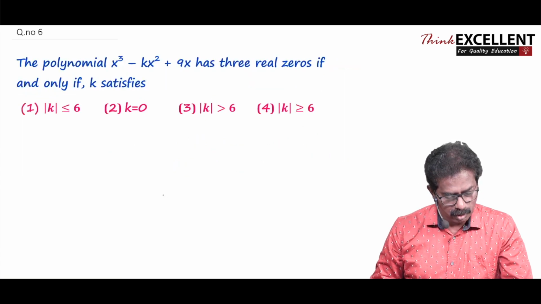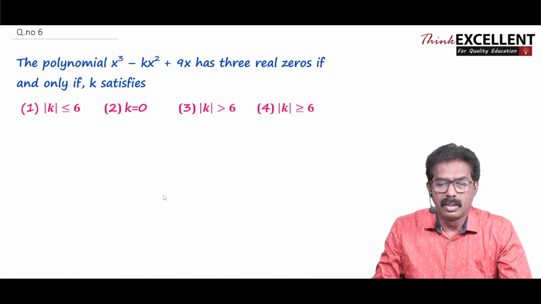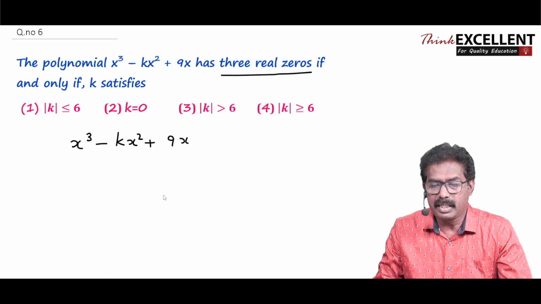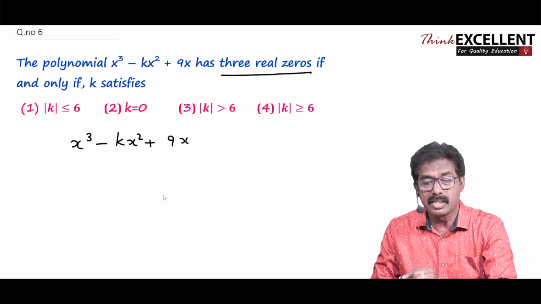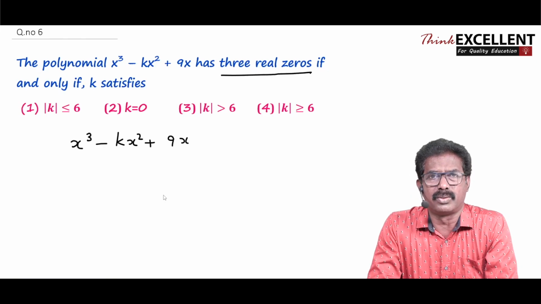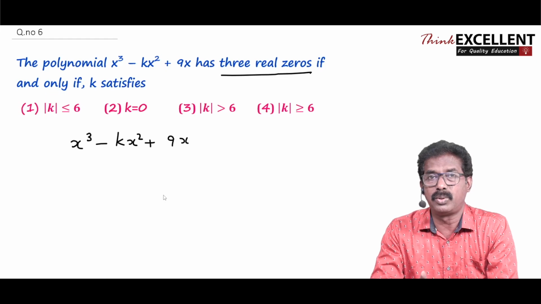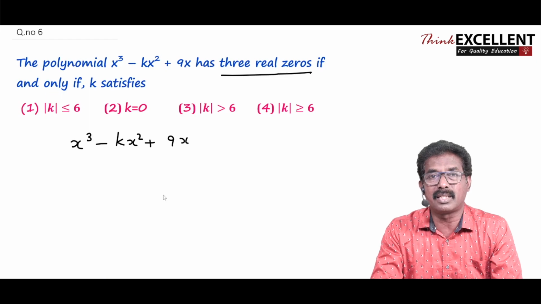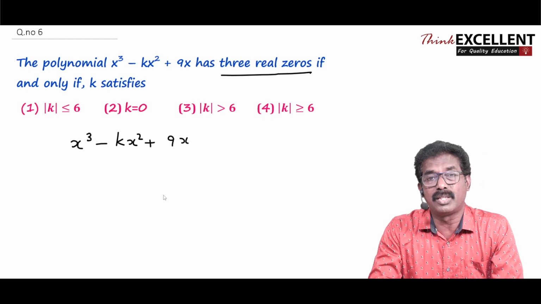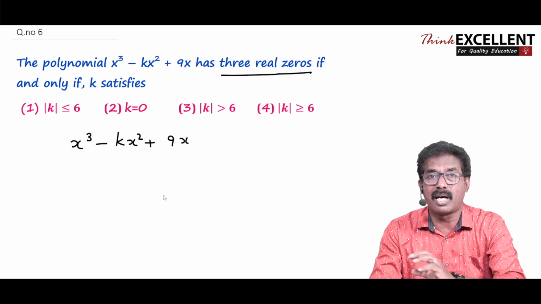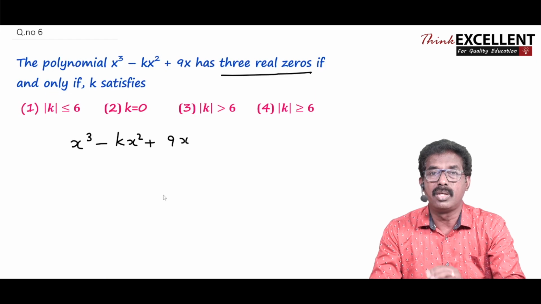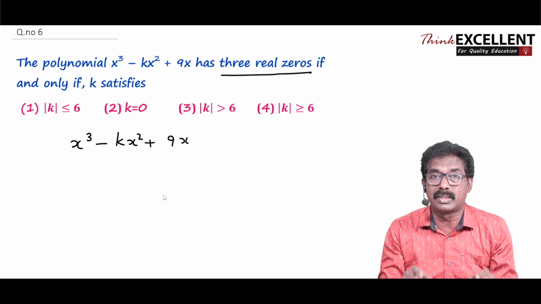Now let's move on to question number 6. The polynomial x cube minus kx square plus 9x has 3 real zeros if and only if... Please listen very carefully, students. Nature of roots we studied. Roots are real, right? That we know for quadratic equation. When we say the roots are real, discriminant is greater than or equal to 0. When it is greater than 0, real and distinct. Equal to 0, roots are real and equal. In both the cases, roots are real, right?